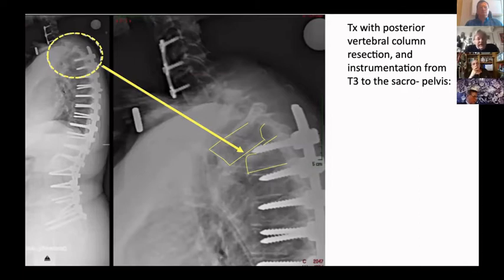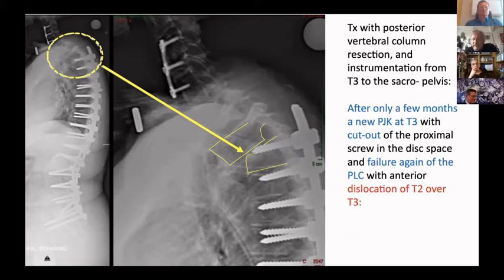So this patient has been treated, as you can see here, again fixed up into the thoracic spine. There has been some vertebral column resection from posterior, and it has been instrumented from T3 to the sacral pelvis. After only a few months, a new PJK at T3 with cut out of the proximal screw in the disc space and failure again of the PLC with anterior dislocation of T2 over T3 and the risk of neurological deficit. So whenever you go higher, it will happen there.